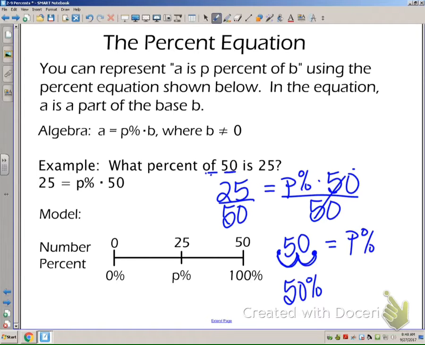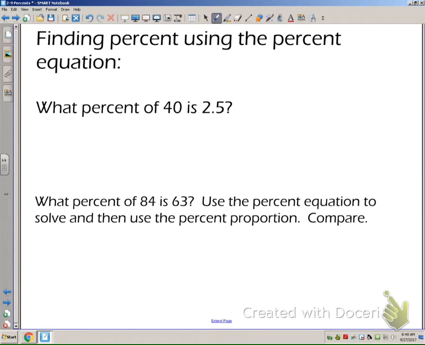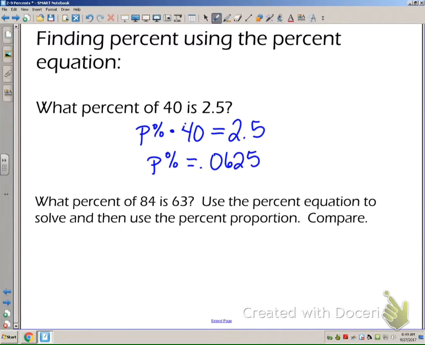Okay, so we're still going to use the equation. What percent of 40 is 2.5? So percent of means to multiply, of 40 is 2.5. To get the p by itself, I'm going to divide both sides by 40. So 2.5 divided by 40 is 0.0625. We want to move it over 2 places or multiply it by 100, and we get 6.25%.